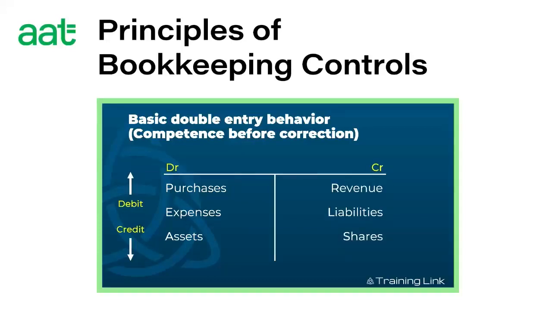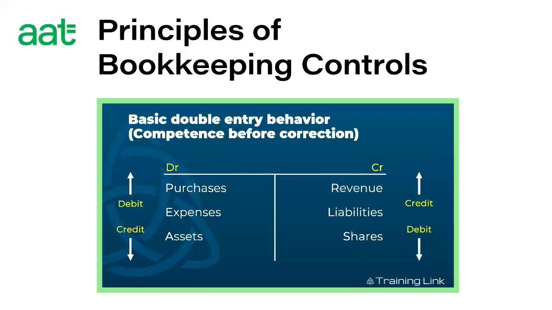We then have, on the opposite side, on our credit side, revenue, liabilities, and shares. So again, these are three different categories. Your typical revenue will be such as sales or any sort of income. Now, these accounts increase in value with a credit entry and would decrease in value with a debit entry.